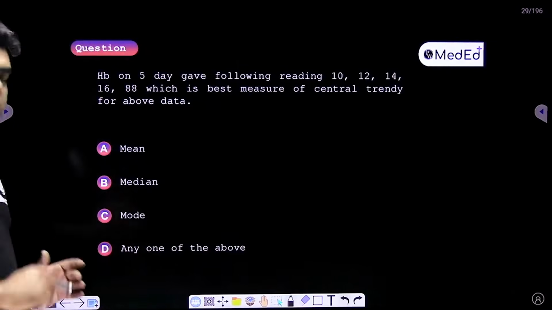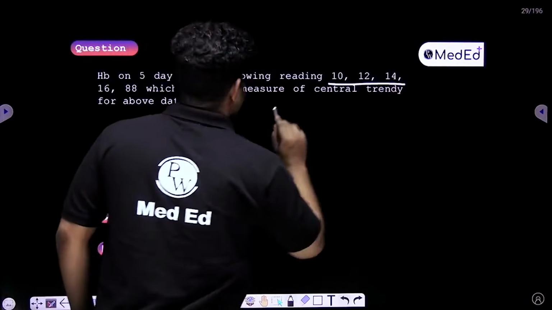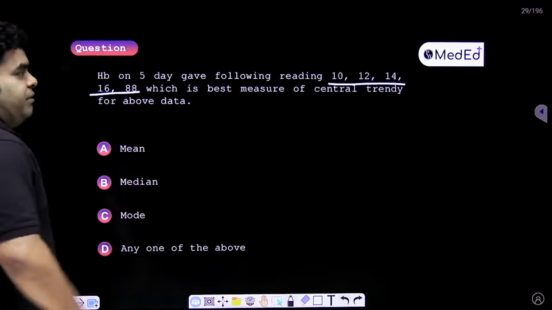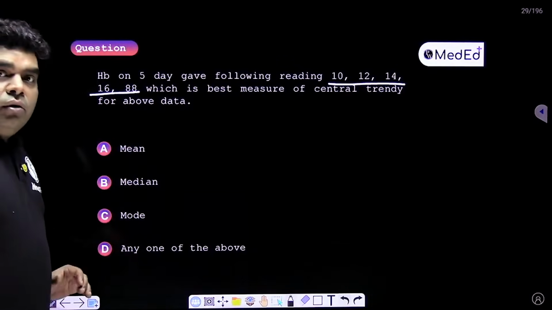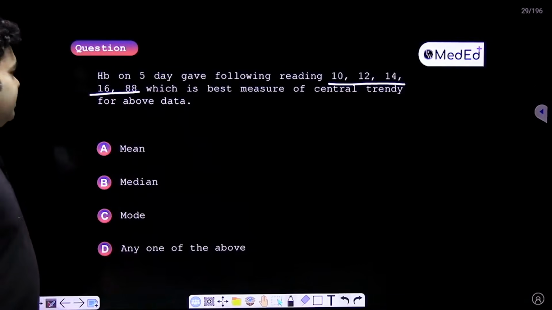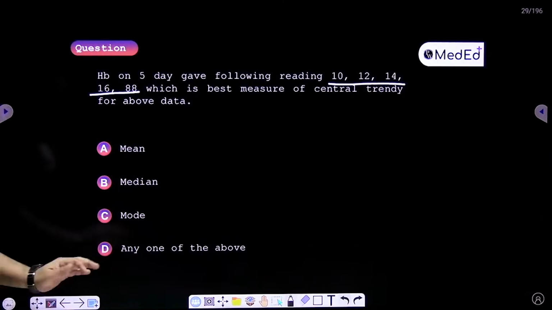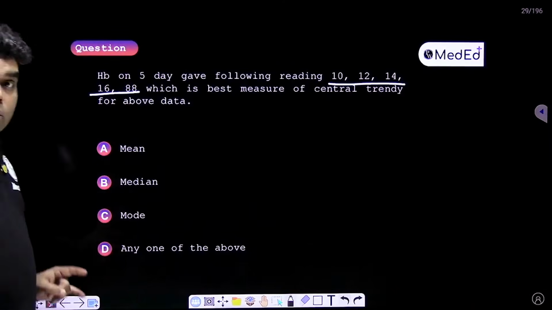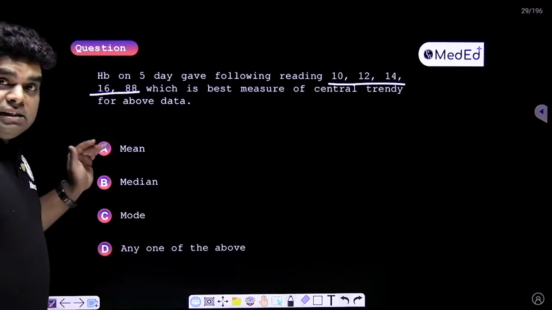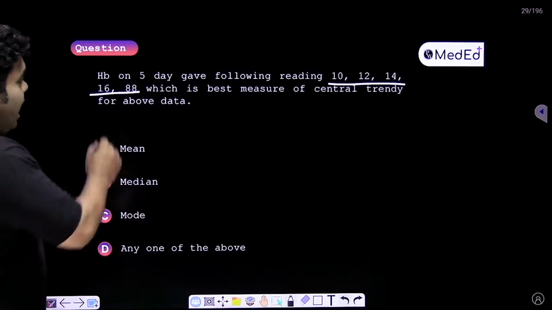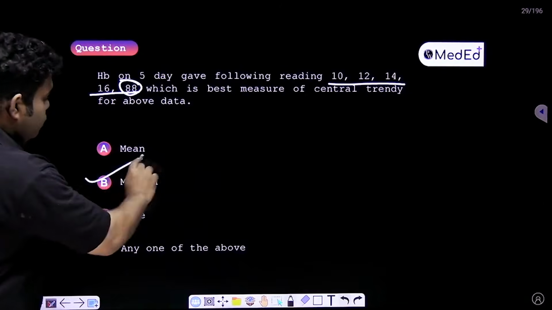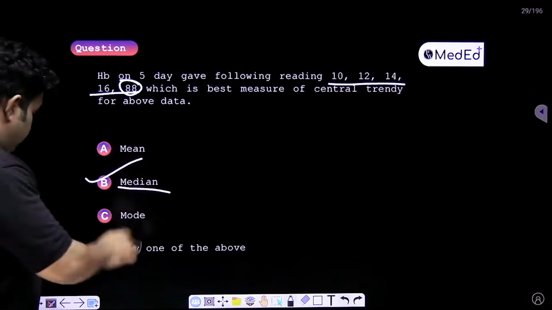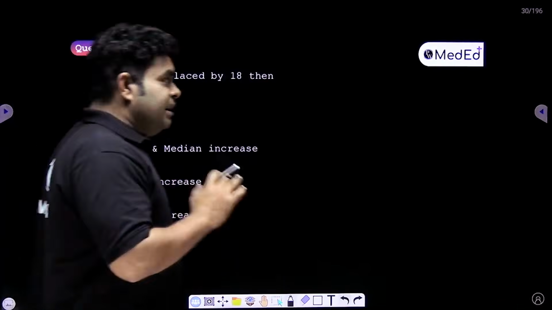In the exam, they will create such a question that 10, 12, 14, 16 and 88 are the 5 readings. If 10, 12, 14, 16, 88, then which one is a better measure of central tendency? Mean, median or mode, or any one of the above? In such a question, we think mean is the most commonly used, but they had given a big number 88. And if a big number is given, it's better to use median, not mean. Because mean gets deviated, but median remains in the center.